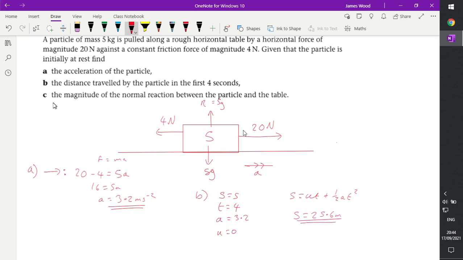Okay. Part C, the magnitude of the normal reaction between the particle and the table. Well, we sort of already did that in our diagram, didn't we? If the weight is 5g, the reaction is also going to be 5g, assuming that it's not lifting off the table. So the magnitude of that force is 5g, or 5 times 9.8, which is 49 newtons.